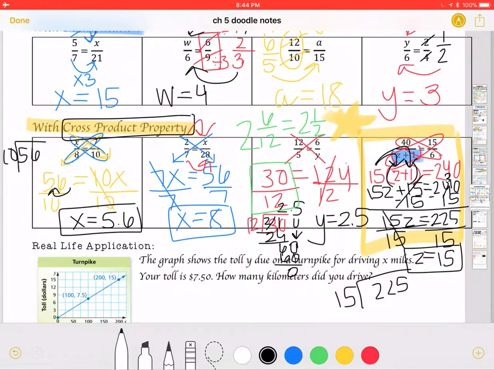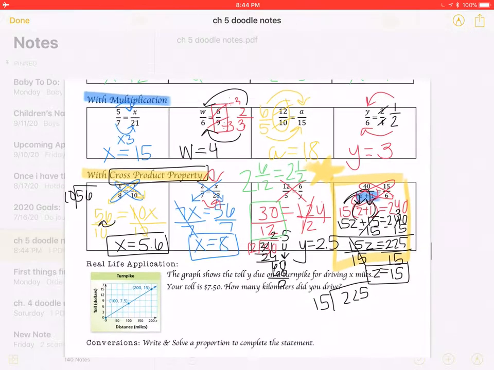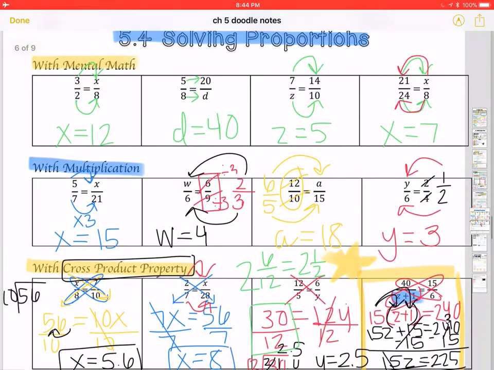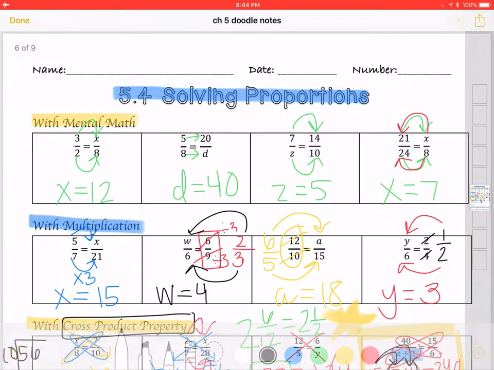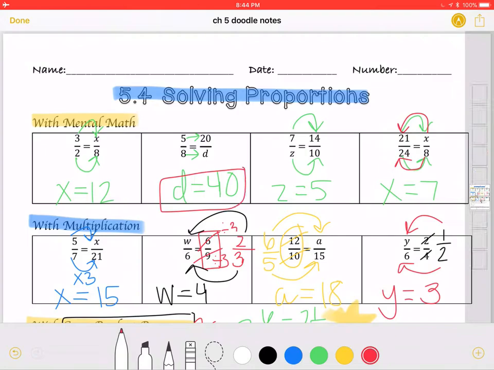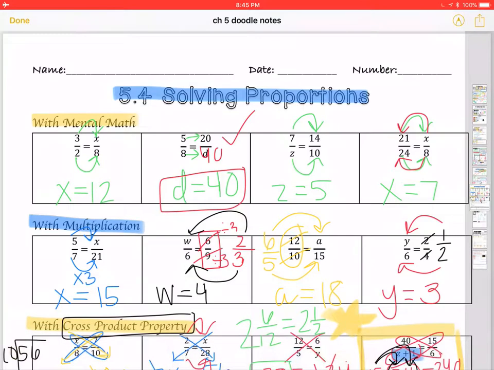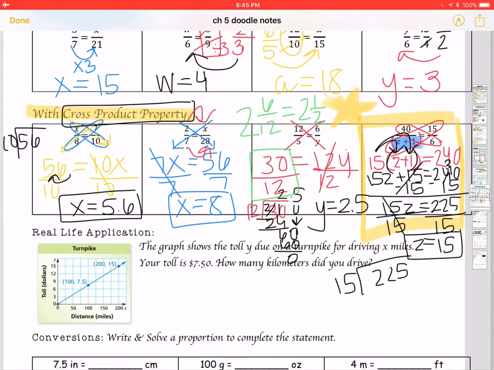Now, for any one of these proportions that we just solved on this entire notes page, you can always check your work. All you have to do is plug in what you got for D, or the variable, whatever it was. In this case, I'm up here again at D. Plug it into your proportion and decide, are those fractions equal? Does 5/8 equal 20 over 40? Could I simplify 20 over 40 to equal 5/8? Yes, you could. You can always plug in and check to make sure you're correct.